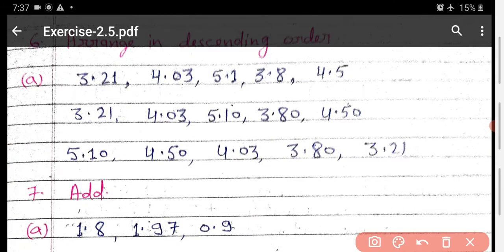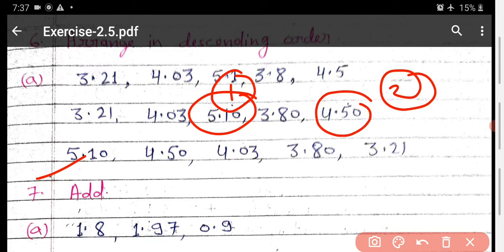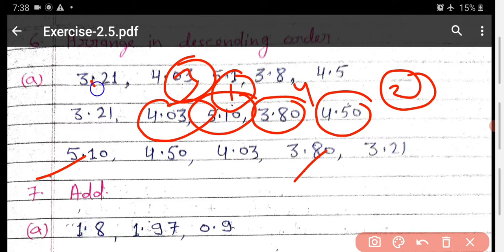Arrange in descending order. So 3.21, 4.03, 5.1, 3.8, 4.5. After decimal 2 digits, 2 digits, 1 digit, 1 digit, 1 digit. So you have to increase zeros from your side to make it standard form. Now in descending order you have to put the greater number first. So which one is greater? 5.10. So write this number first. After 5.10 you have to write 4.03 or 4.50. 4.50 is greater, so at second place you have to write that number. At third place you have to write 4.03. Now at fourth place 3.20 or 3.80. So write 3.80 at the fourth place, and at fifth place you have to write 3.21. It is your final answer.